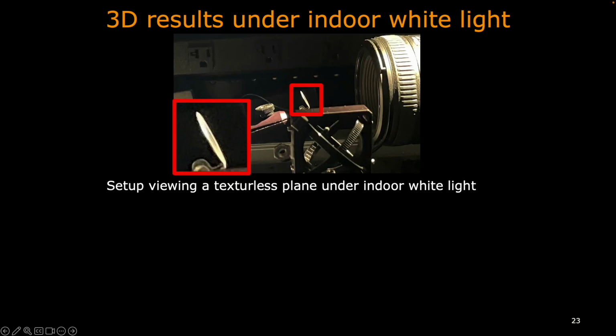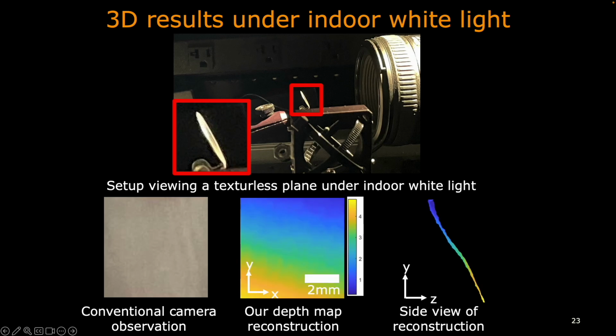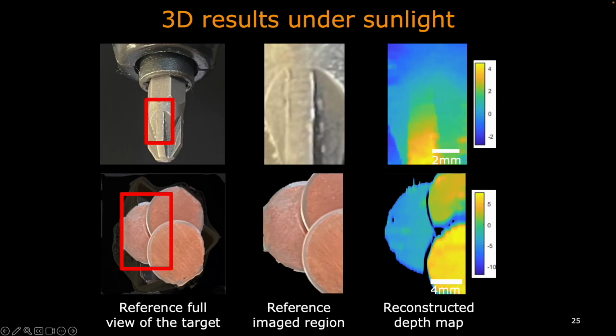Our setup can image a tilted plane under indoor white light. In the target region the camera sees, the plane is totally textureless, but we can still reconstruct its depth map. We also move our setup under sunlight and reconstruct targets including the head of a screwdriver or multiple planes.